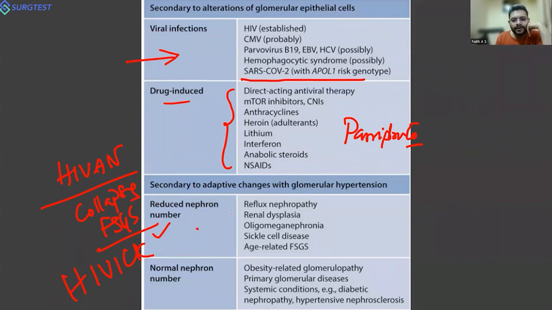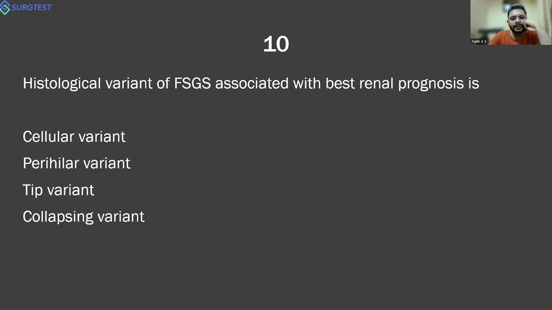So here you have your reduced nephron numbers, so you have your renal dysplasia. That was our MCQ. Somebody had a single functioning kidney, ectopic kidney, renal dysplastic kidney. So that's why he developed glomerular hypertension and his kidney failed. Okay, this is available. This slide is anyway available in the app. This one is from Harrison directly. Histological variant of FSGS associated with best renal prognosis.